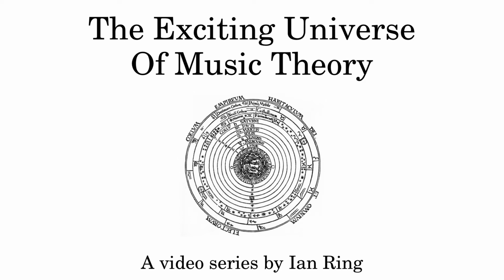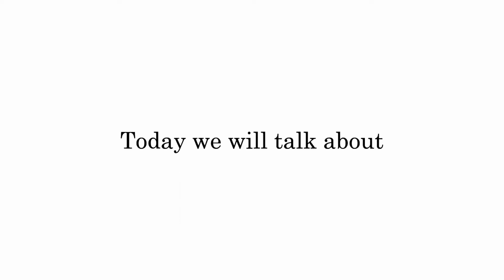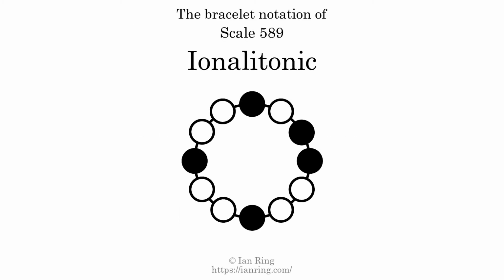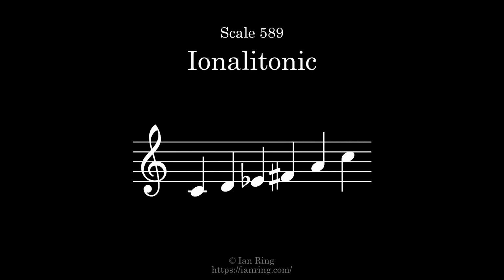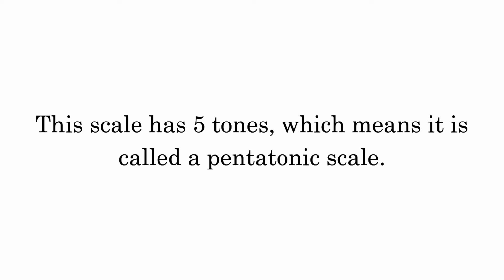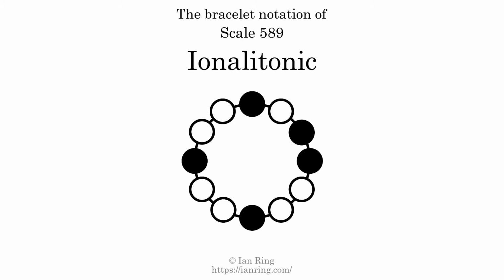Then let's begin. Today we will talk about scale 589, Ionalitonic, which sounds like this. This scale has 5 tones, which means it is called a pentatonic scale. This is a bracelet notation diagram of scale 589. The shaded circles represent tones that appear in the scale, and they are read clockwise, starting at the top.